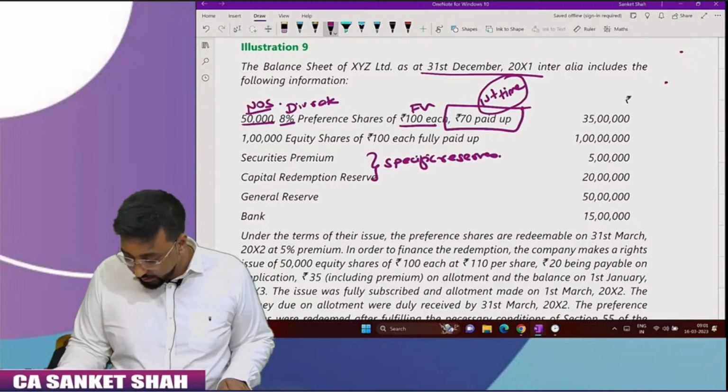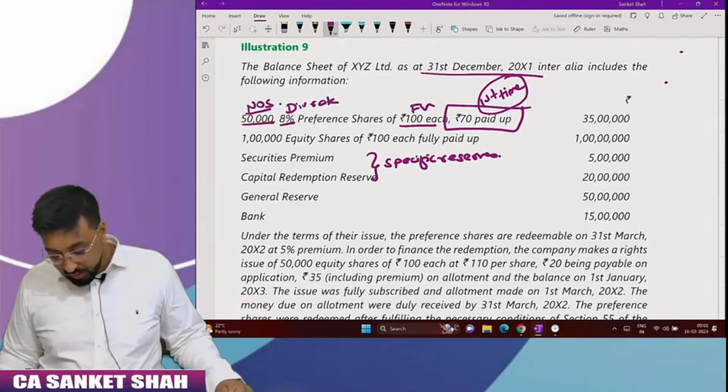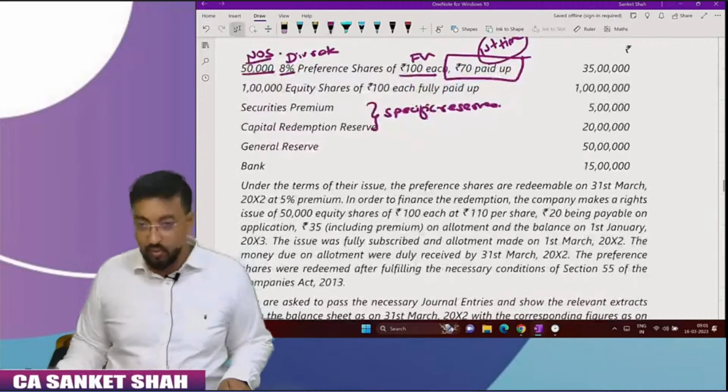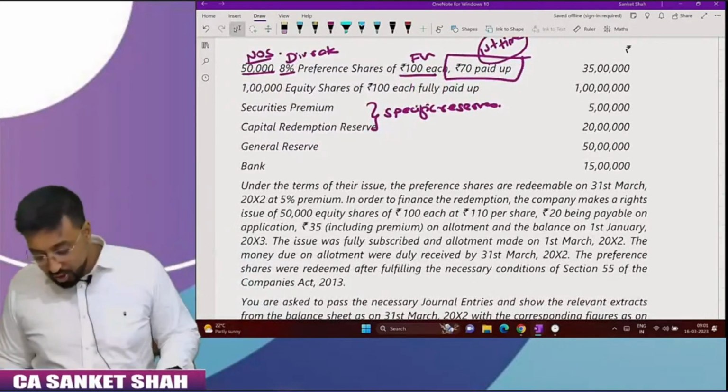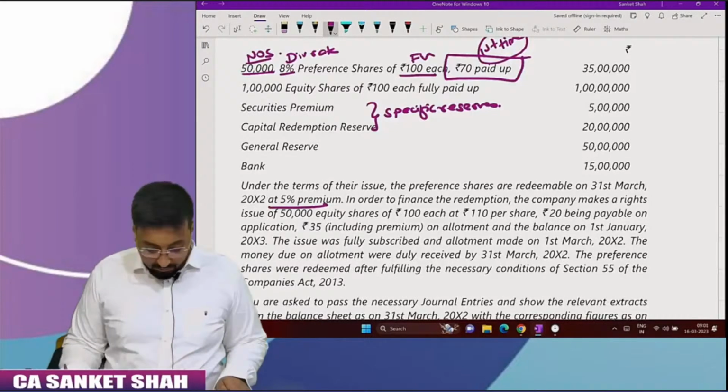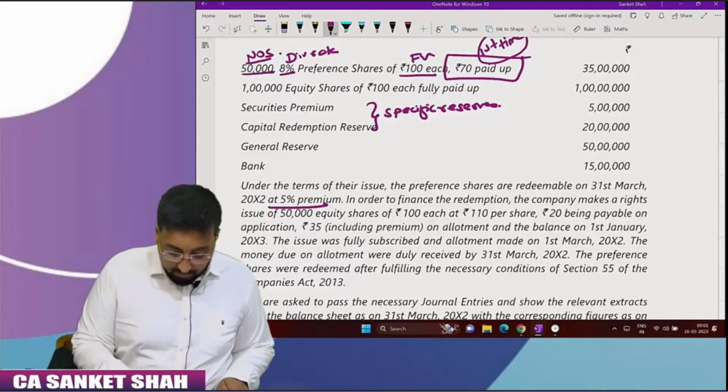You can write over here: general reserve and bank. Mark this as an important question. It is really a very important one. Under the terms of their issue, the preference shares are redeemed as on 31st March at a 5% premium.